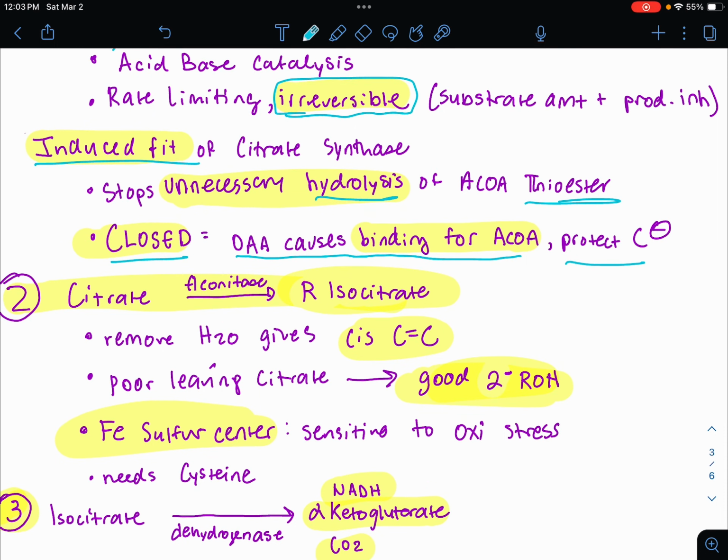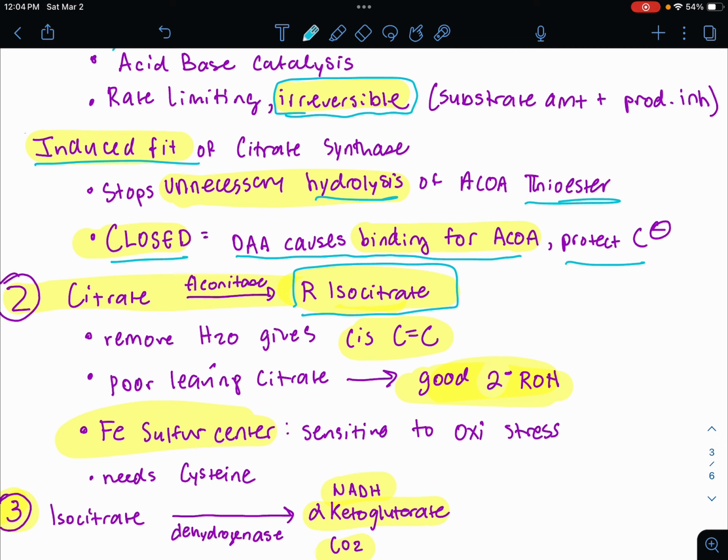So step 2, citrate from the previous step, we're going to use aconitase, and then remember this is dehydration then rehydration. And the aconitase enzyme will make R-isocitrate, so citrate to R-isocitrate.